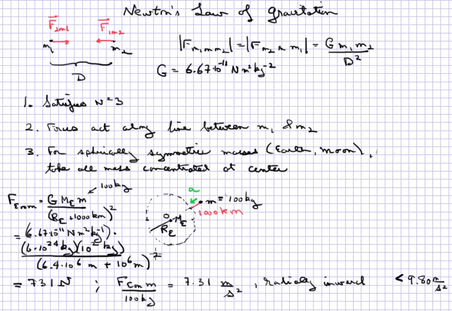So if you do the numbers on this, the force acting on m by the Earth is 731 newtons. Therefore, if I take the force and divide by the 100 kg, I get the acceleration radially inward that m experiences, and that's just 7.31 meters per second per second. It's radially inward, and you notice that it's less than 9.8 meters per second per second. And so saying that the acceleration of gravity is constant is really just an approximation.